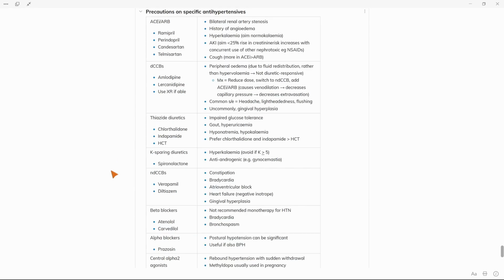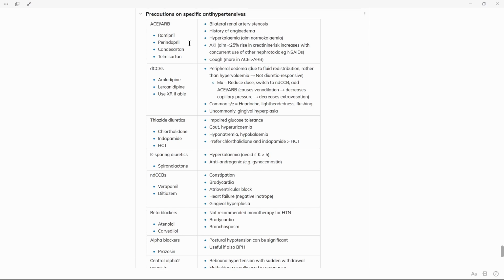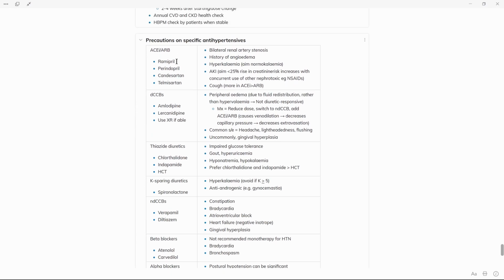So what about some side effects for antihypertensive medications that we should be aware about? We'll start with ACE inhibitors and the angiotensin receptor blockers. Here are some examples: ramipril, perindopril, candesartan, telmisartan. They can worsen bilateral renal artery stenosis, so we're cautious with that. If they have a history of angioedema, we typically don't use ACE inhibitors or ARBs. If they have hyperkalemia, then we try not to start them until they are normokalemic.